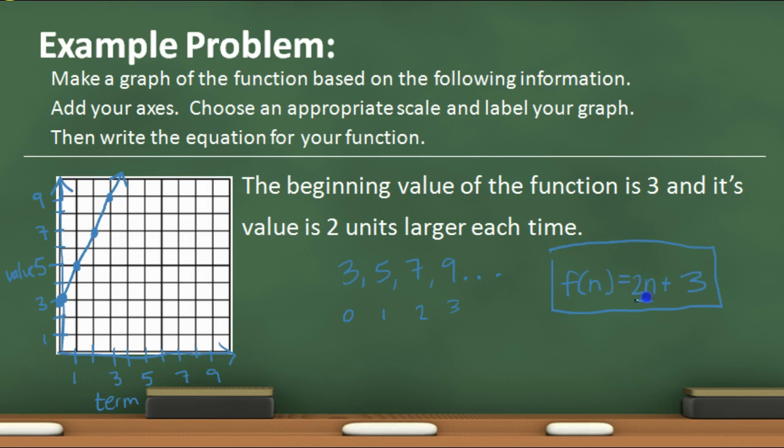But up by 2 at 3, so just check that 0th term. 2 times 0 plus 3 is 3, 2 times 1 plus 3 is 5, 2 times 2 plus 3 is 7, 2 times 3 plus 3 is 9, so this does work. And that's what you're going to be doing in this particular set of the assignment.